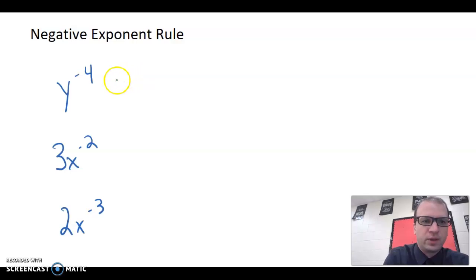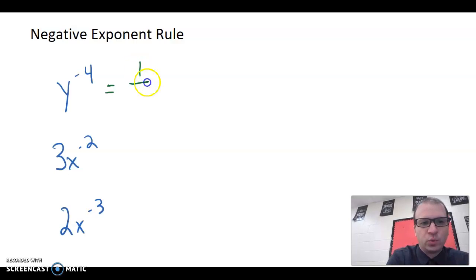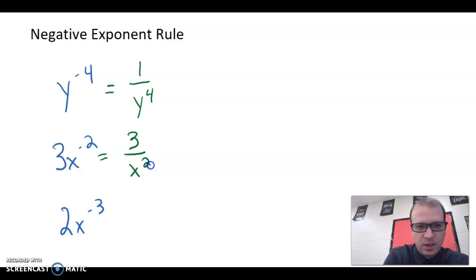So we start off with the first few examples here. We'll kind of work those out and then generalize a rule. We have y to the negative fourth, which, using the negative exponent rule, will turn this into 1 over y to the fourth. I've got 3x to the negative 2. The x has the negative exponent, the 3 doesn't. So when I'm using the negative exponent rule, I'll get 3 over x squared. And same thing here, when I've got 2x to the negative 3, it would make it 2 over x to the third.